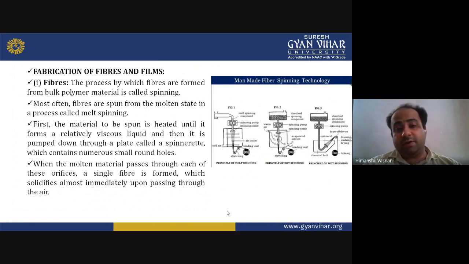Most often these fibers are spun from the molten state in the process called melt spinning. First, the material to be spun is heated until it forms a relatively viscous liquid, and then it is pumped through a plate called a spinnerette, which contains numerous small round holes. When the molten material passes through each of these orifices, a single fiber is formed, which solidifies almost immediately upon passing through the air. This is really interesting.